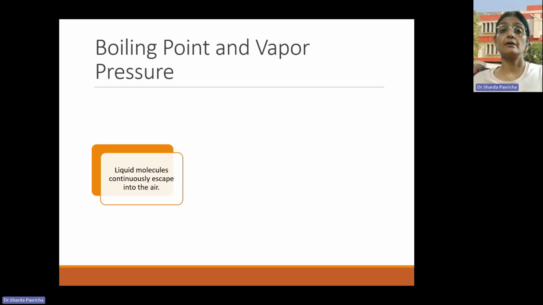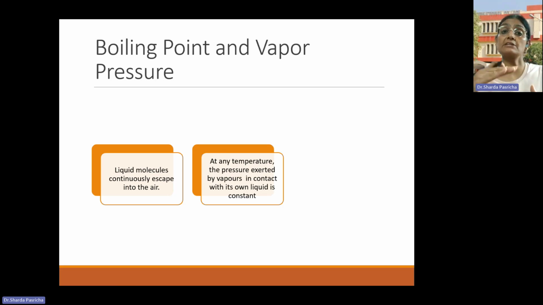Now, let us understand, any liquid, molecules from the surface, they keep moving into the air. They have enough energy to move into the air. And these molecules which enter into the air, they are at any temperature. The pressure which will be exerted by these molecules in the vapor state will be called the vapor pressure of the liquid. And this pressure at a particular temperature is constant.